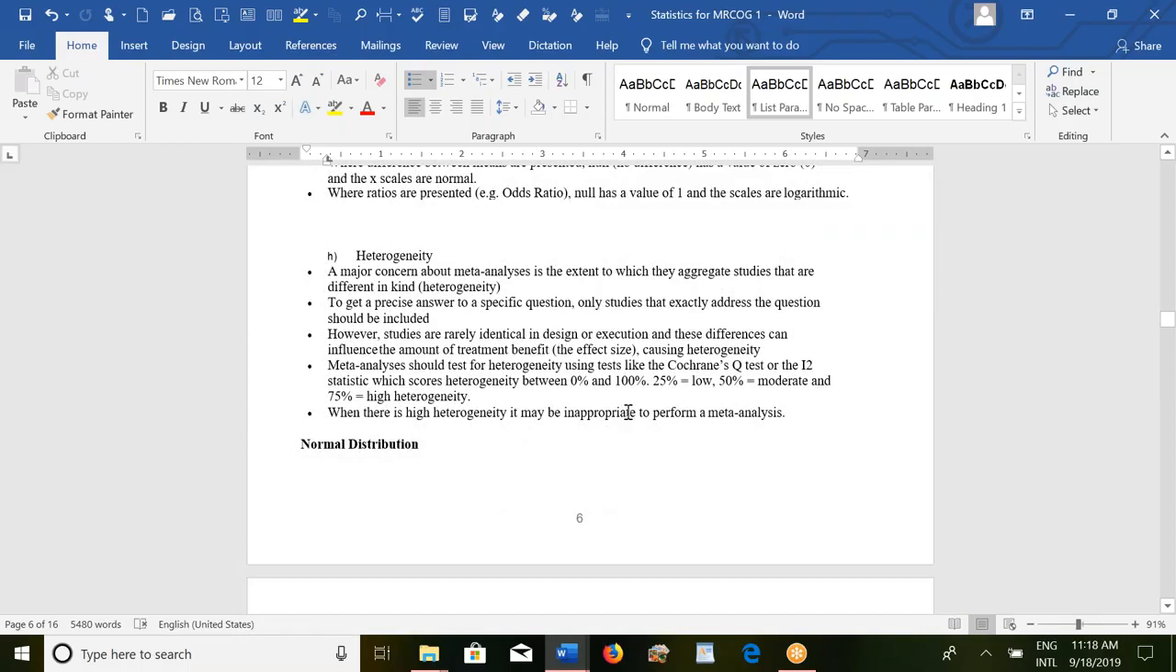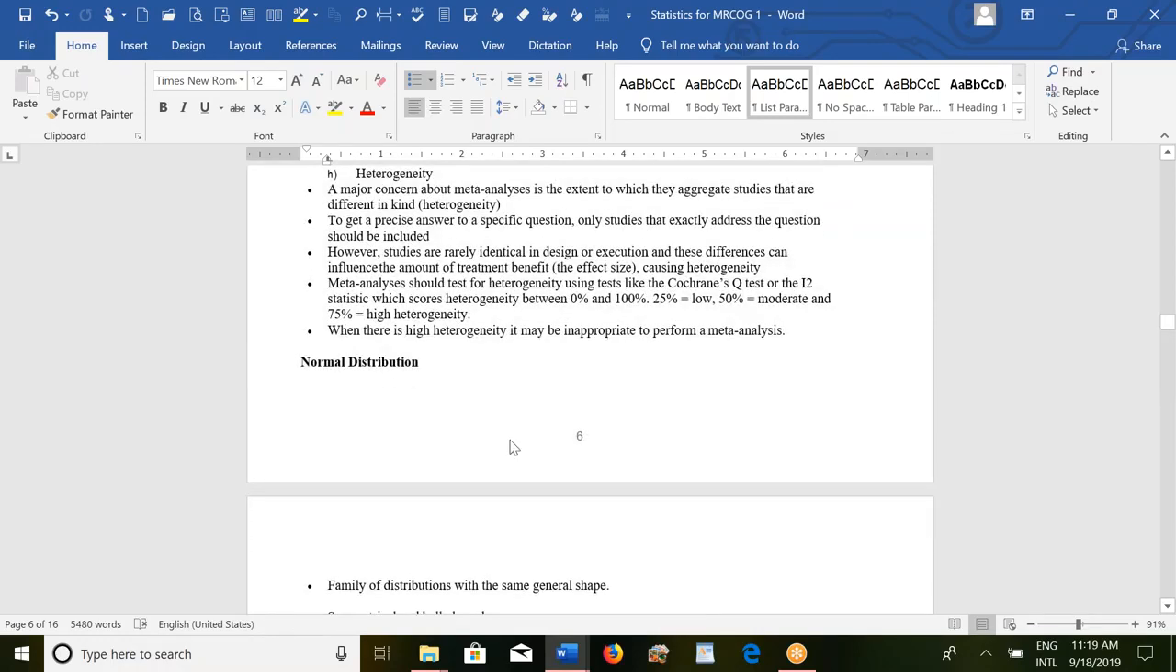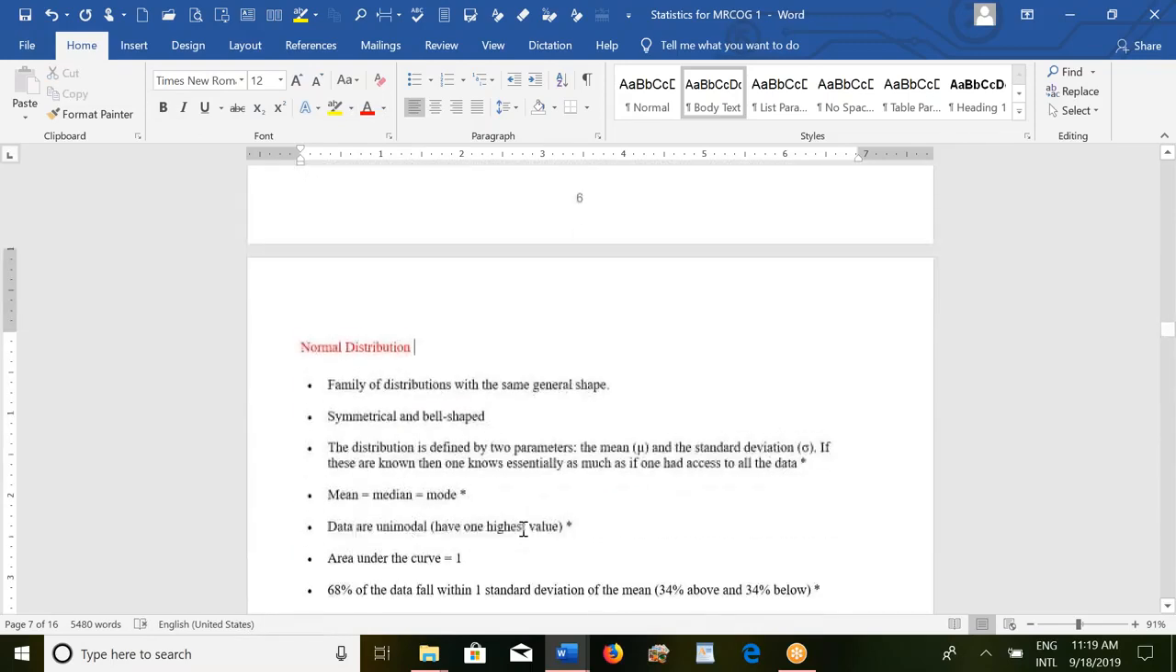So sample should be heterogenic, but your heterogeneity should not be more than 75%. Okay. So let's go back to this normal distribution, because the data can be distributed normally or data can be distributed abnormally. There are different ways, okay. So let's see what this is.